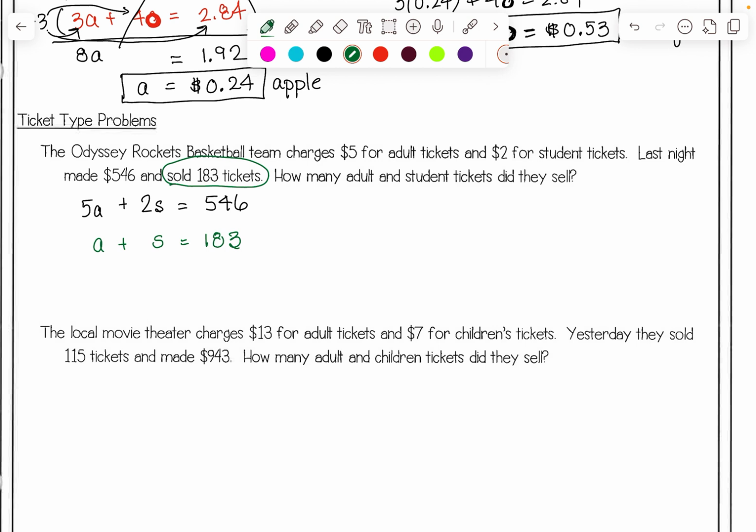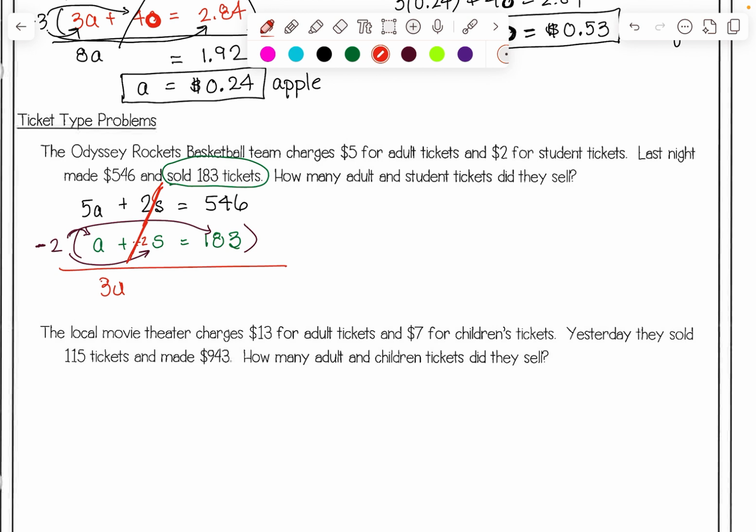I'm going to use the elimination method because it's really quite simple to eliminate either a or s. In this case, I'm just going to eliminate s. I'm going to multiply a -2 to my bottom equation. Now take care that you are distributing to each term on both sides of the equation. So when I add going down, 5a minus 2a is 3a. 2s minus 2s cancels. My student tickets cancel. And then -2 times 183.